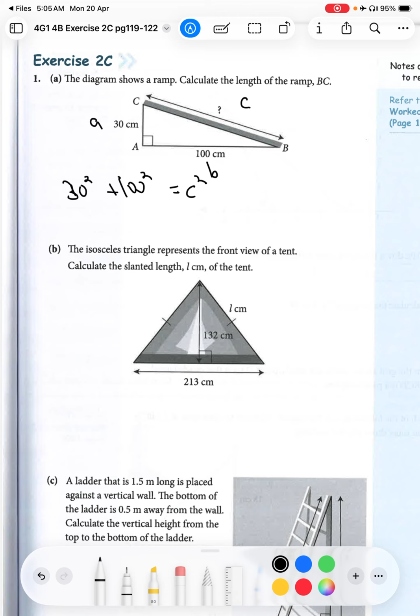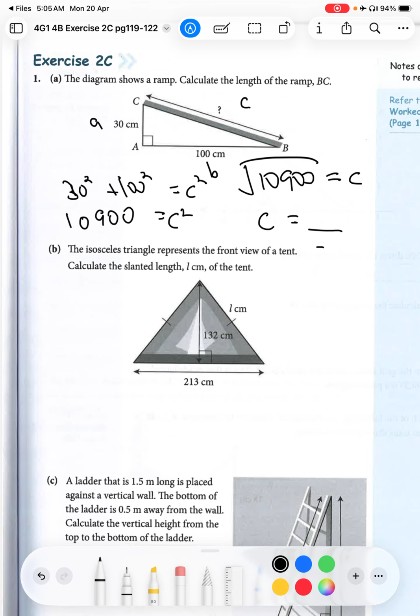This is 10900 equals C squared. So then to bring the square over, it is square root of 10900 equals C. I don't have a calculator with me, but you press the calculator, then you round off to 3SF. That should be your answer.